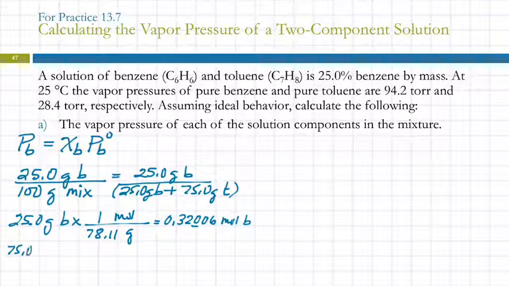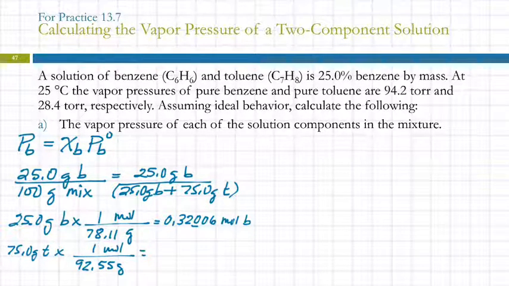I've got 75 grams of toluene, so I have to convert that to moles. Got the formula for toluene, so 7 times 12.01 plus 8 times 1.008, 92.55. 75 divided by 92.55, 0.810 moles of toluene.